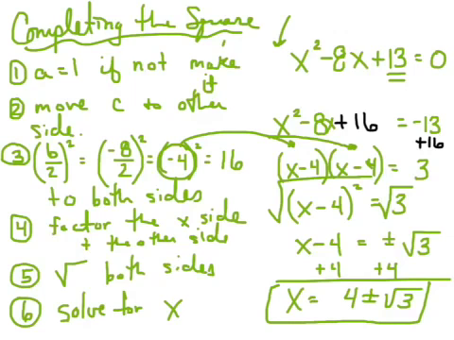I'm going to do one more with you and walk you through it just so that way you can see it again. And I'll give you one where a is not 1. That's 3x squared minus 12x plus 6 equals 0. Okay, again, going through the steps. The first step was, is a 1? If not, make it. So since it's not, I'm going to divide every piece by 3.